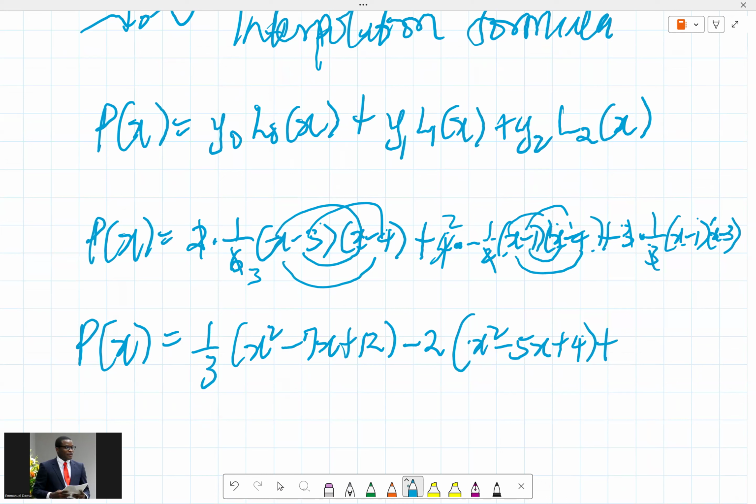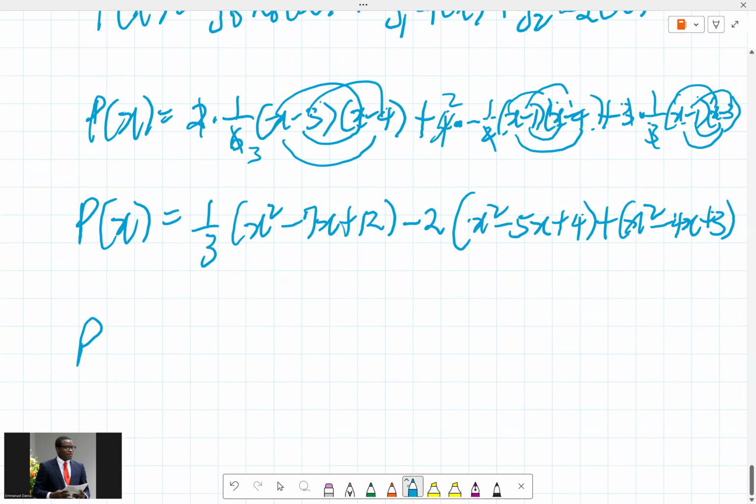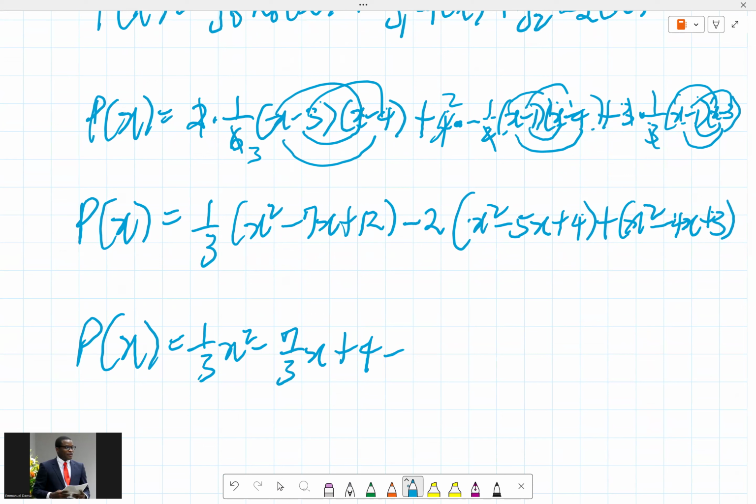So we have plus x times x, that's x squared. Then minus x minus 3x, that's minus 4x. Then minus 1 times minus 3, that's plus 3. So we have P of x equals 1 over 3 x squared minus 7 over 3 x plus 4, 1 over 3 of 12. Then here we have minus 2x squared plus 10x minus 8. Then here we have plus x squared minus 4x plus 3.